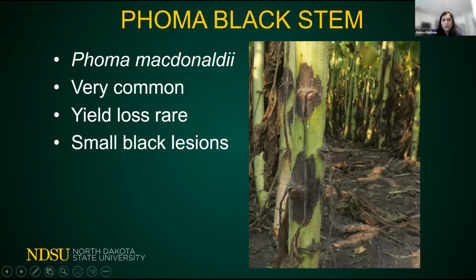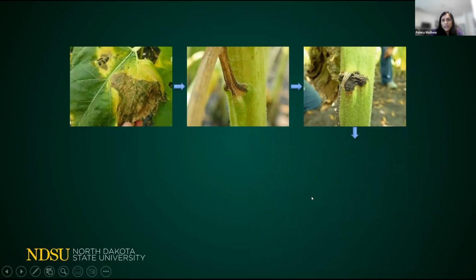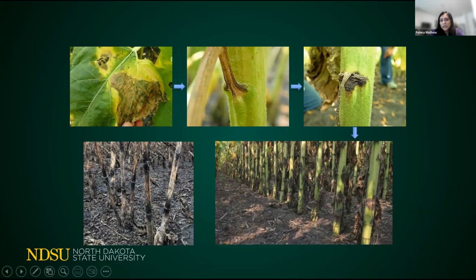It doesn't matter if it's South Dakota or North Dakota. The fungus is Phoma. It's very common. Yield losses are limited. And how we see this are these small black lesions, and they could be multiple lesions on a single plant. We also see these leaf lesions that are caused by Phoma, and that could be mistaken for Phomopsis. So typically we tend to wait for the nodes for the disease to spread to the stems, and then we try to tell them apart between Phoma and Phomopsis.